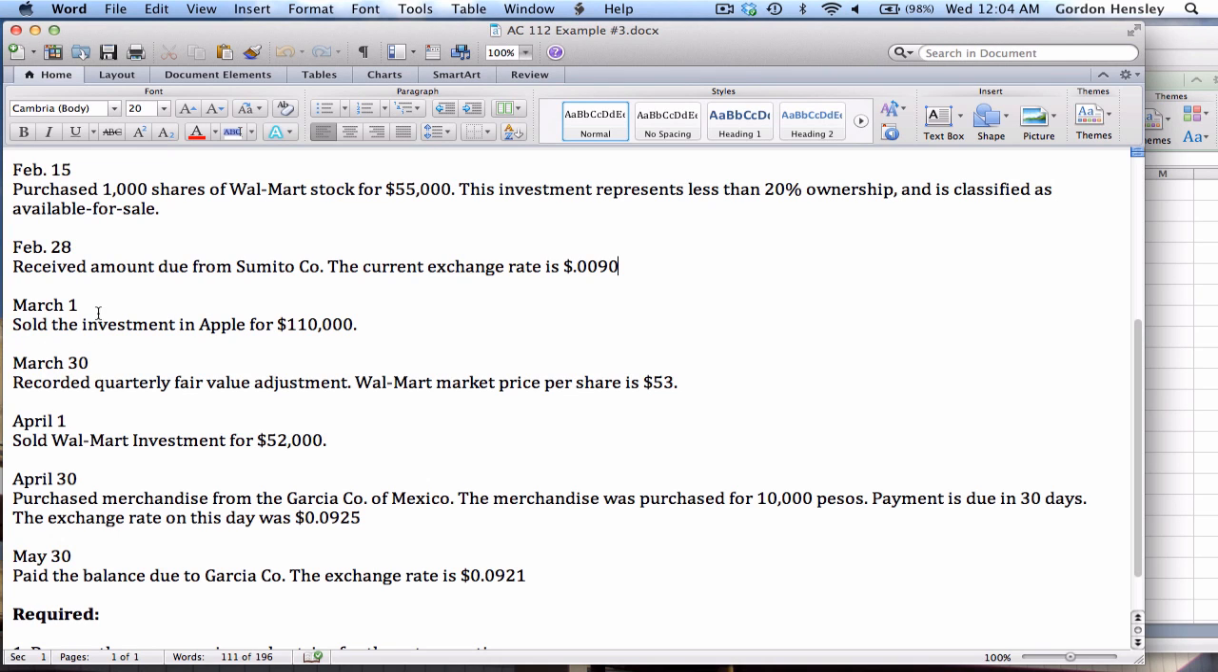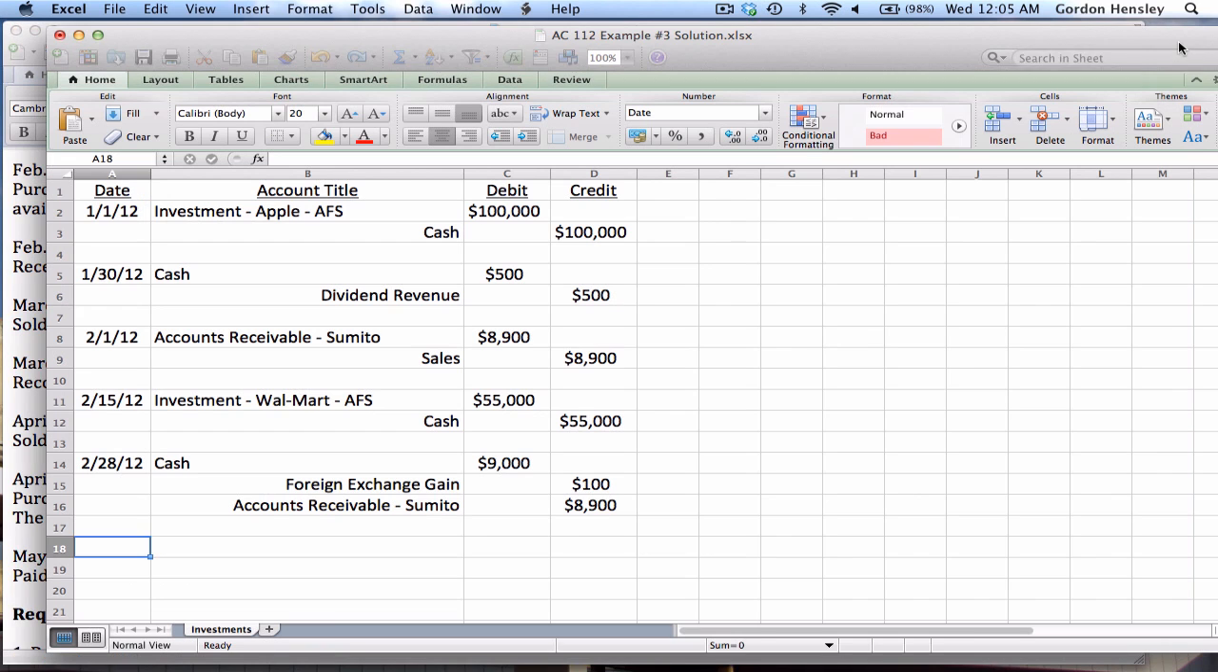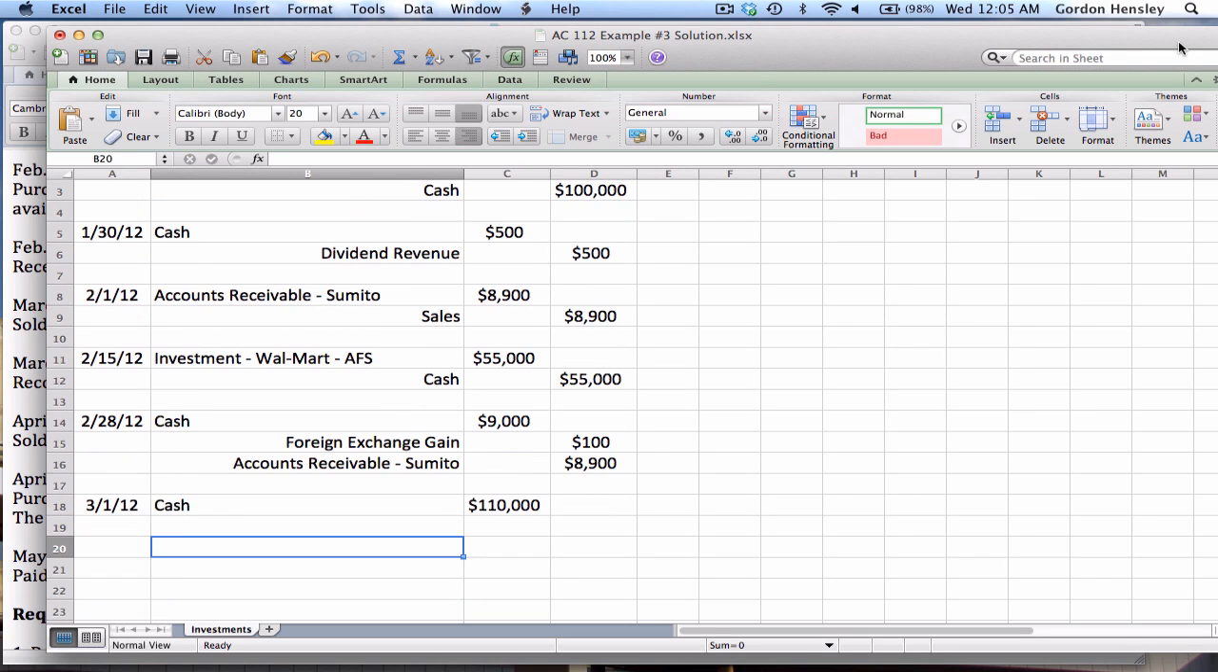The next transaction occurred on March the 1st. We have decided to sell the investment in Apple for $110,000. So, you know, from time to time we make these decisions, we buy these investments, and if the prices change and if it becomes to our advantage, sure, we'll go ahead and sell that and maybe we'll make a little bit of money. So we will receive cash. I'll debit cash. Price we're selling it for, $110,000. I'm going to skip a space. I want to remove the investment from the books because if I'm selling it, I no longer have it. So I will credit investment in Apple AFS to remove it from the books.